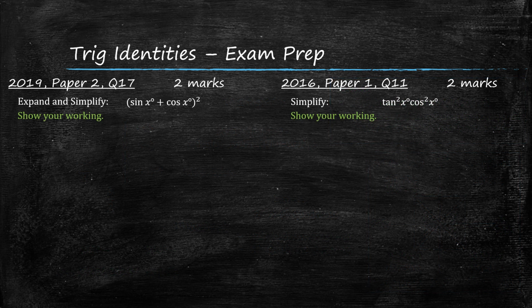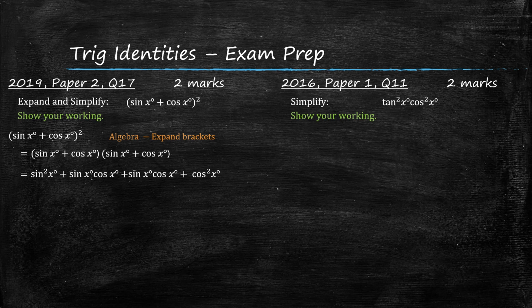Our next 2 questions are on trig identities. In 2019 paper 2 question 17, for 2 marks we're asked to expand and simplify brackets sin x plus cos x all squared, and we're asked to show our working. Okay, so let's do that. Sin x plus cos x all squared, we use algebra to expand the brackets. So this is the same as sin x plus cos x times sin x plus cos x. Let's multiply out the brackets.